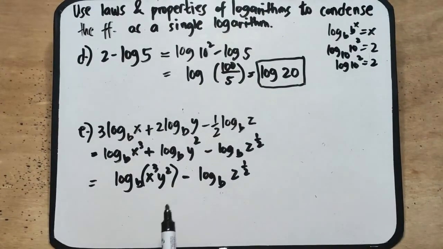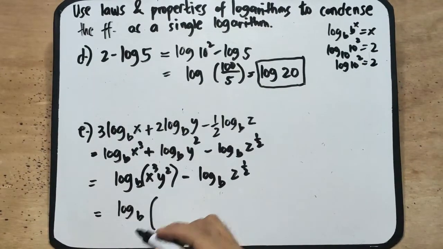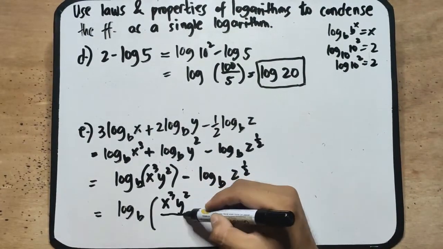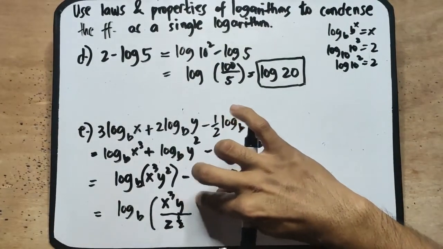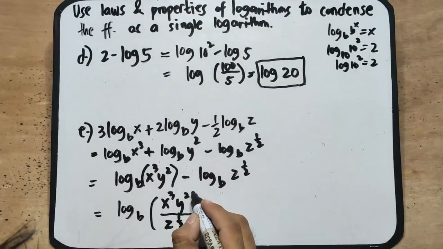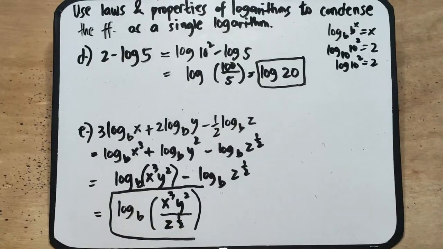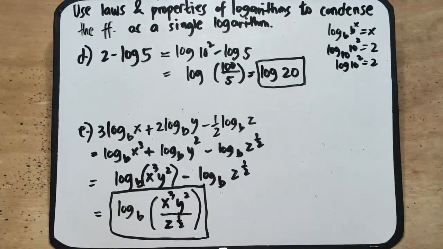Since the operation here is subtraction, it becomes division. So, this can be simplified as log base b of the numerator x cubed y squared all over z raised to 1 half. So, this is squared. Sana huwag kayong magkamali: y squared all over z raised to 1 half. So, this is the condensed form, the simplified form of the given logarithmic expression. Understood?